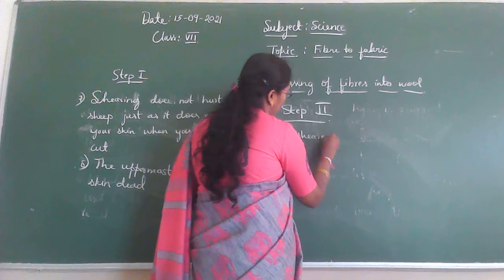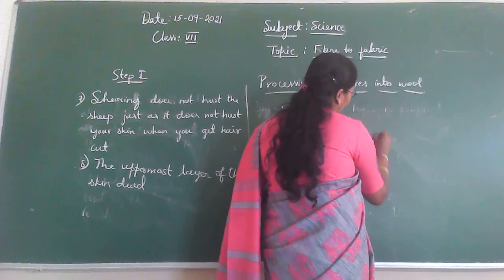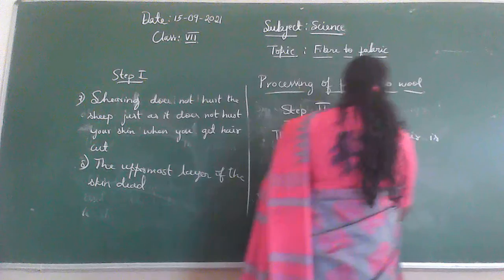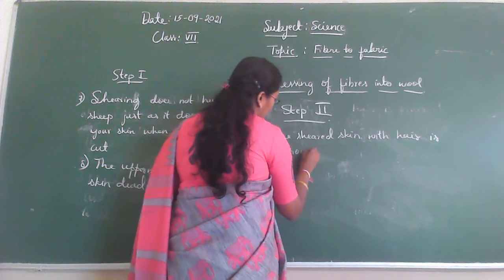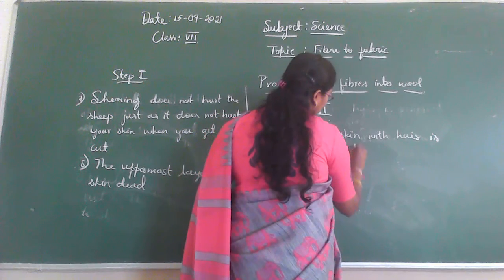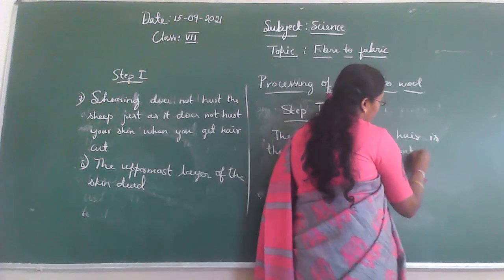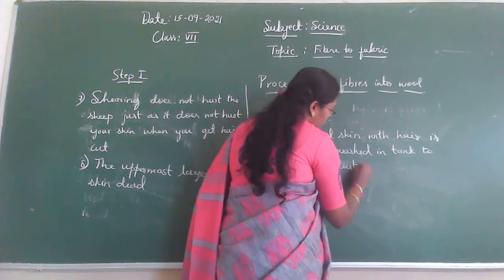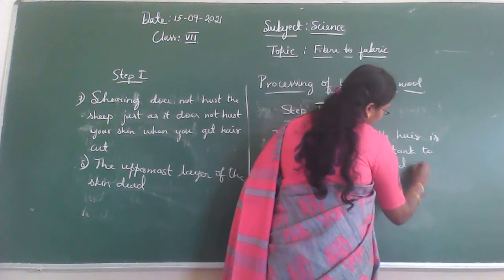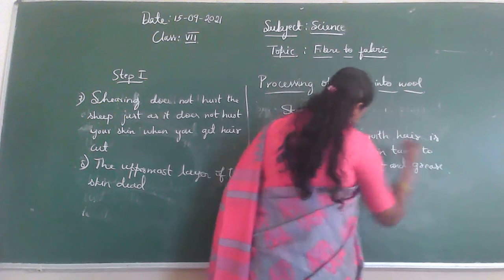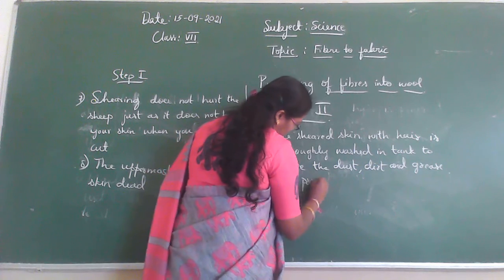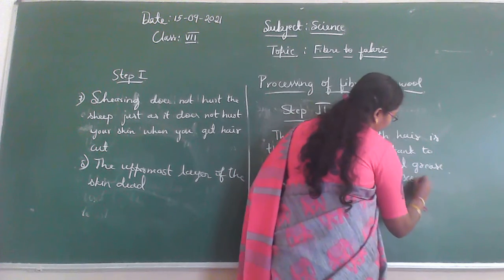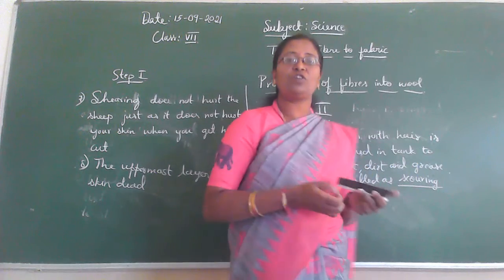The sheared skin with hair is thoroughly washed in a tank to remove the dust, dirt and grease. This process is called scoring.